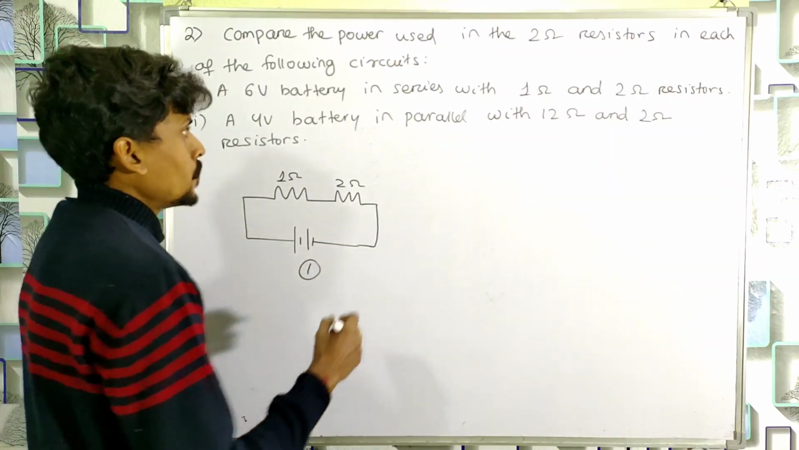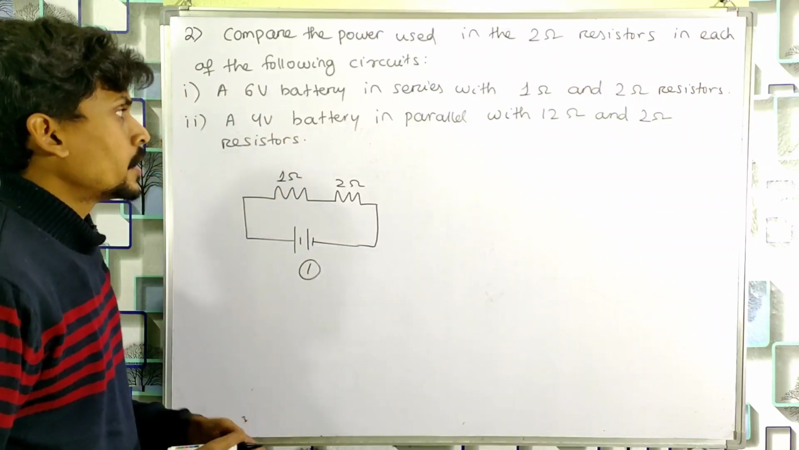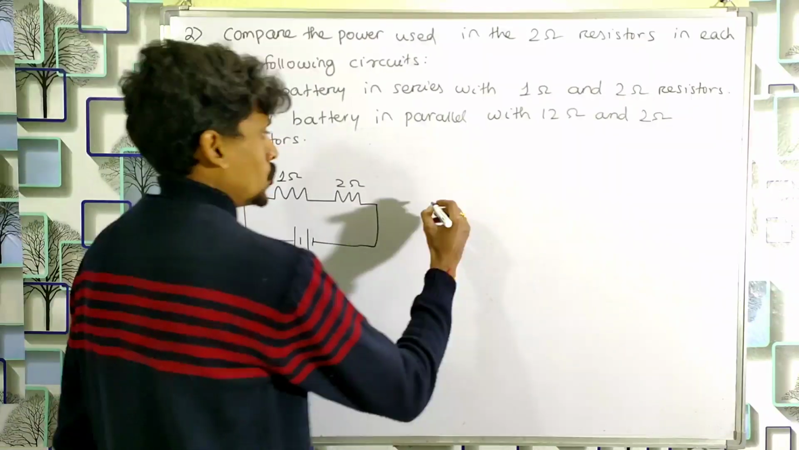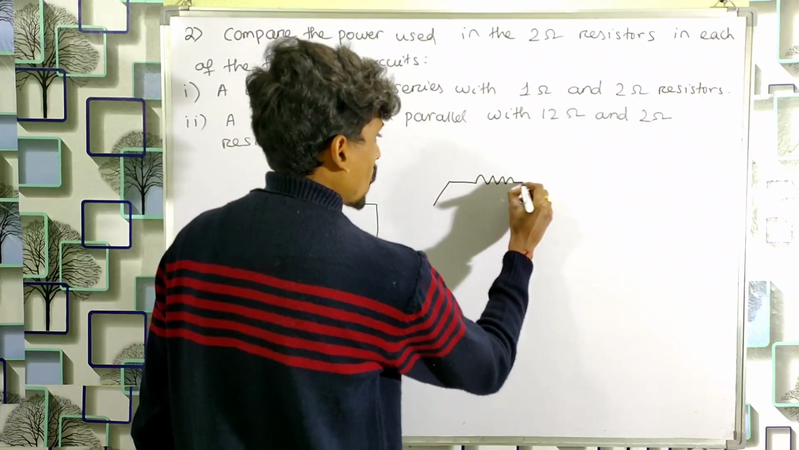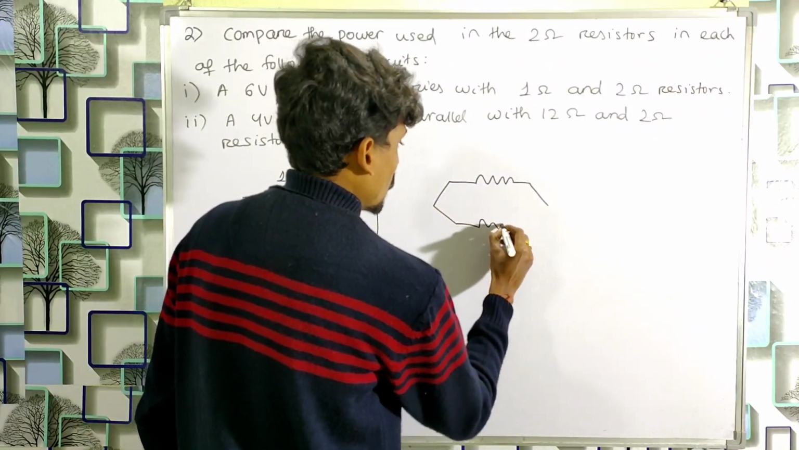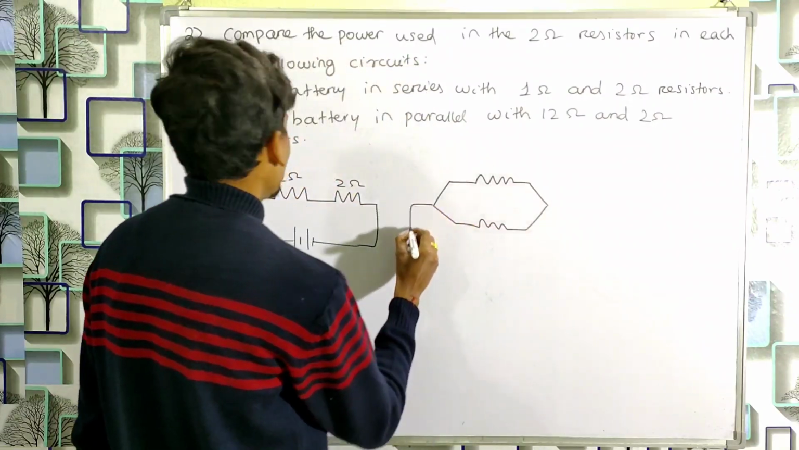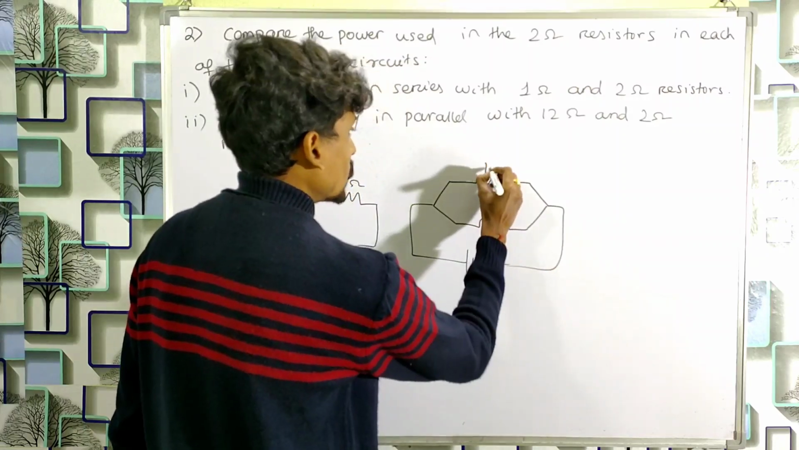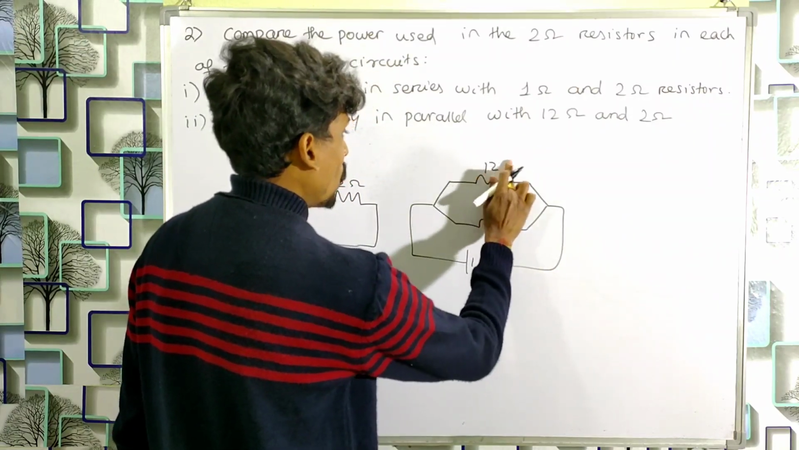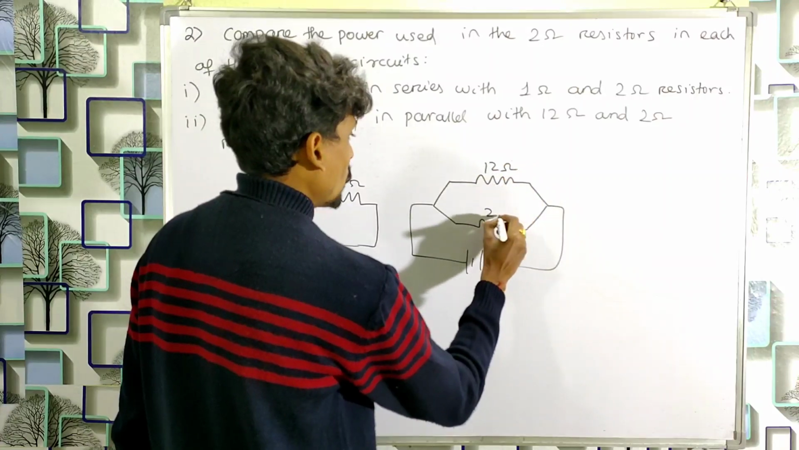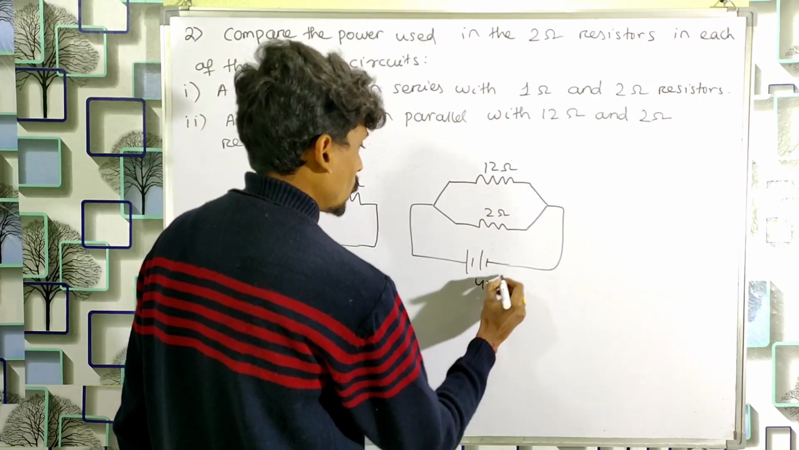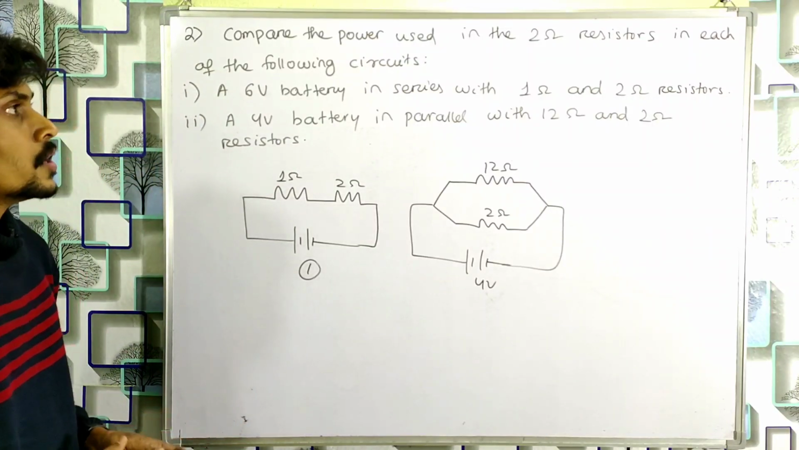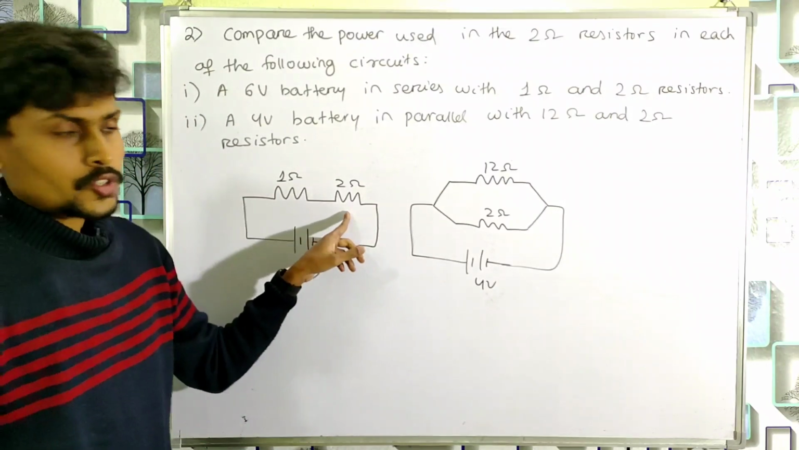In the second circuit diagram we have a 4 volt battery, and it is connected in parallel with 12 ohm and 2 ohm resistors. Means we have two resistors, 12 ohm and 2 ohm, and we have a battery whose value is 4 volt. The potential difference is 4 volt. Is that clear? This is 12 ohm, and this one is 2 ohm, and the battery is of 4 volt. Okay, so we have to compare the power used in the 2 ohm resistor.